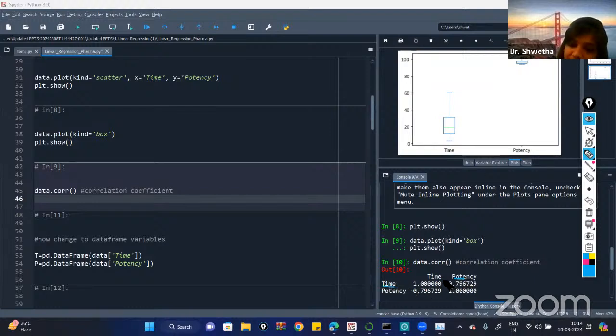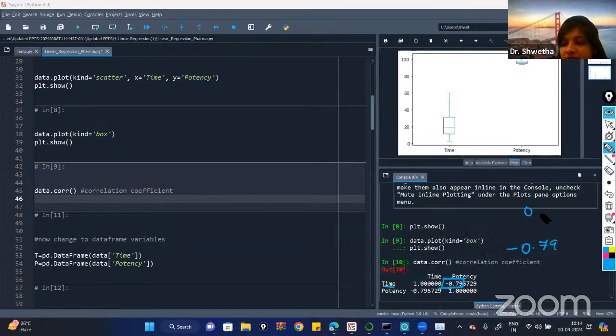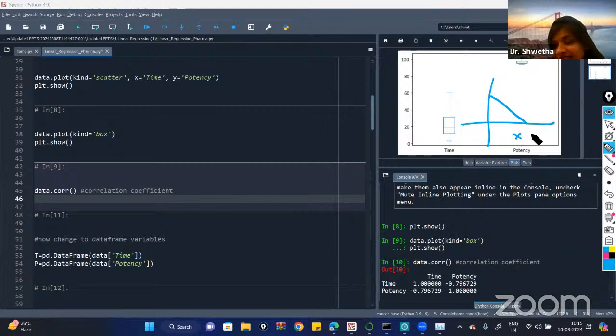So we are just seeing these. Time and potency, the correlation is minus 0.79. We said if it is more than 0.85, then there is strong correlation. 0.79, maybe there is moderate correlation. What does this negative value indicate? It means that they are negatively correlated. We already saw in the scatter plot too, an increase in X was decreasing Y. So there is negative correlation, and also moderate correlation between the two variables.